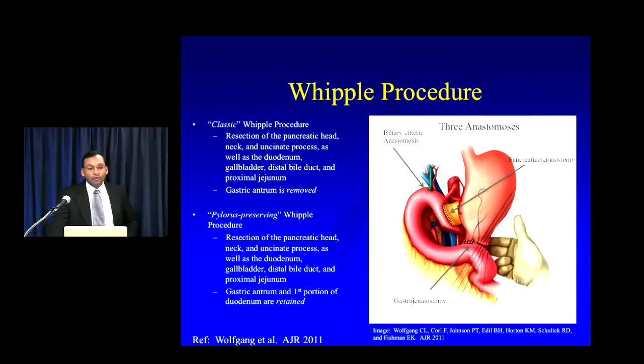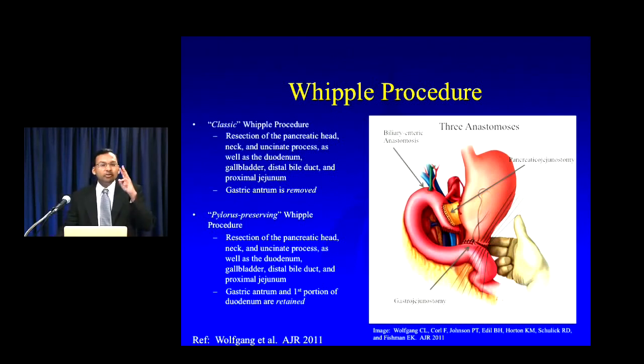Now, as I mentioned before, the classic Whipple procedure is going to give you three anastomoses, right? You're going to have the pancreatic jejunostomy, so the pancreatic remnant and the jejunum. You're going to have a biliary enteric anastomosis, which can be a hepaticojejunostomy or a choledochojejunostomy. And then you're going to have either a gastrojejunostomy in the classic Whipple, so an anastomosis between the stomach and the jejunum, or in a pylorus preserving Whipple procedure where you retain the gastric antrum and the proximal duodenum, you're going to have a duodenojejunostomy.